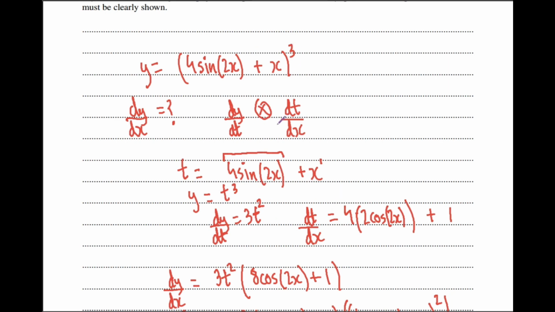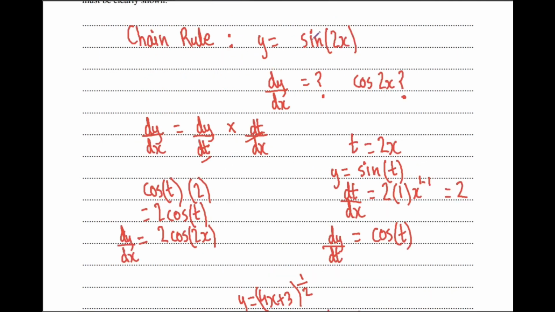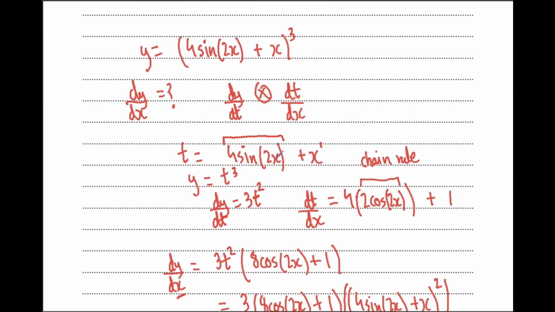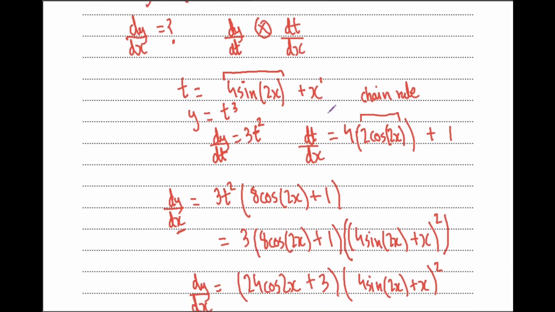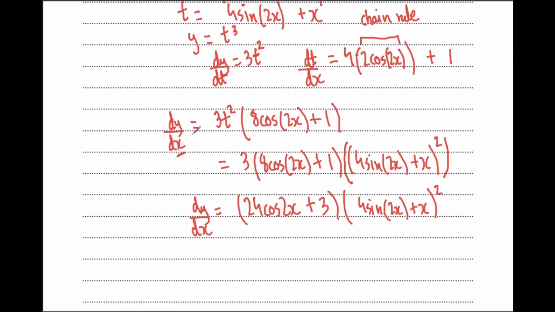And then we find dt by dx, which in this case we had to use our trig derivatives, but that was very easy. And actually this right here, this 2 cos 2x, is also actually the chain rule. Because if you remember from here, the way we found the derivative of this was we used the chain rule here as well. So what we've done actually is we have used the chain rule 2 times to find the derivative of this function right here, y is equal to 4 sine 2x plus x, all cubed. So you can see how important the chain rule really is. And you can simplify this and you're left with this.